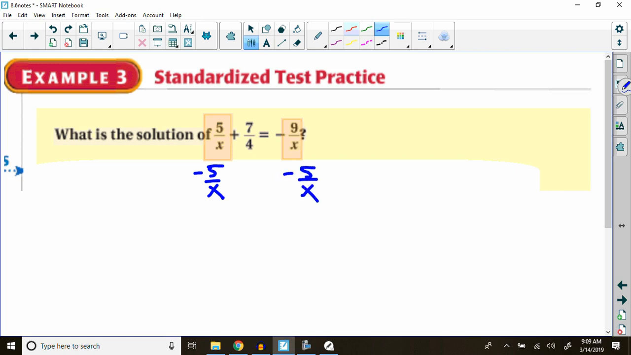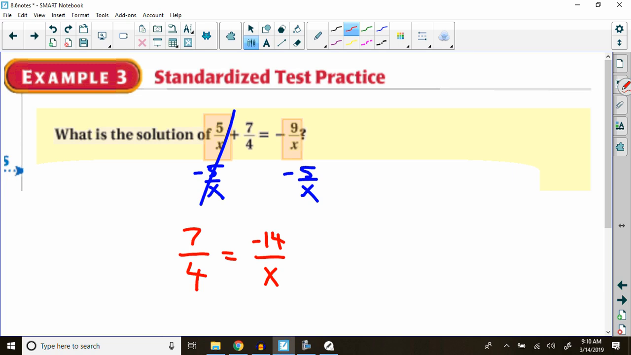I got to be careful. Watch the negatives. Be real careful with negatives. So 5 over x minus 5 over x, that's going to cancel. And on the left side, I'm left with 7 over 4. Now I had negative 9 over x, and I'm taking away 5 over x. So what's that going to give me? How many over x's? Negative 9, take away 5. Negative 14, good.